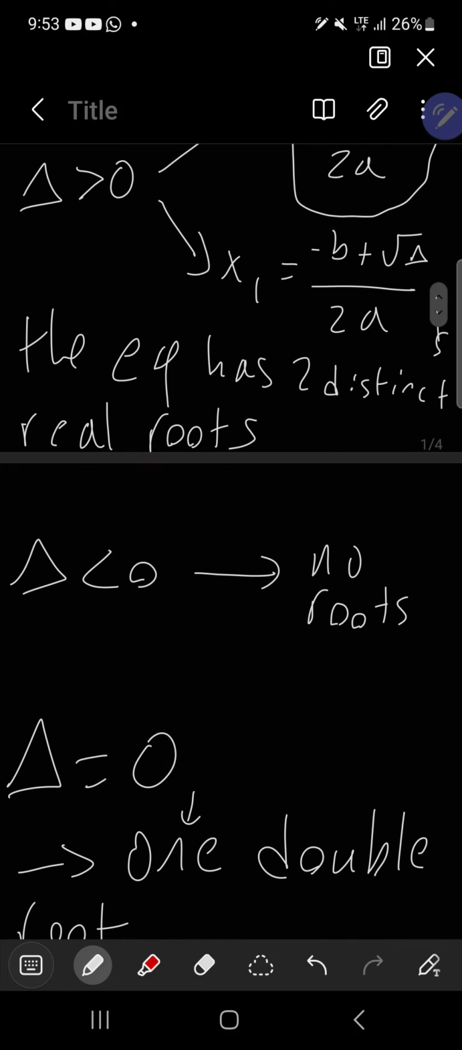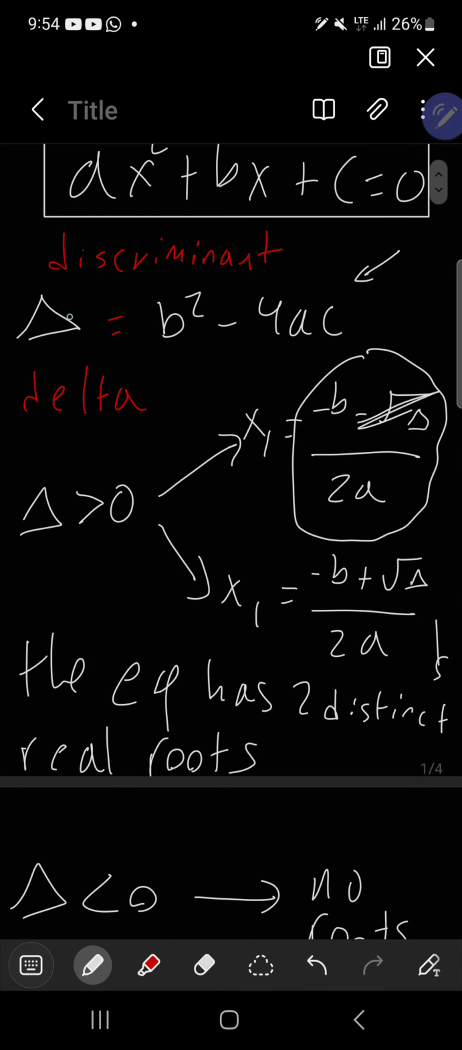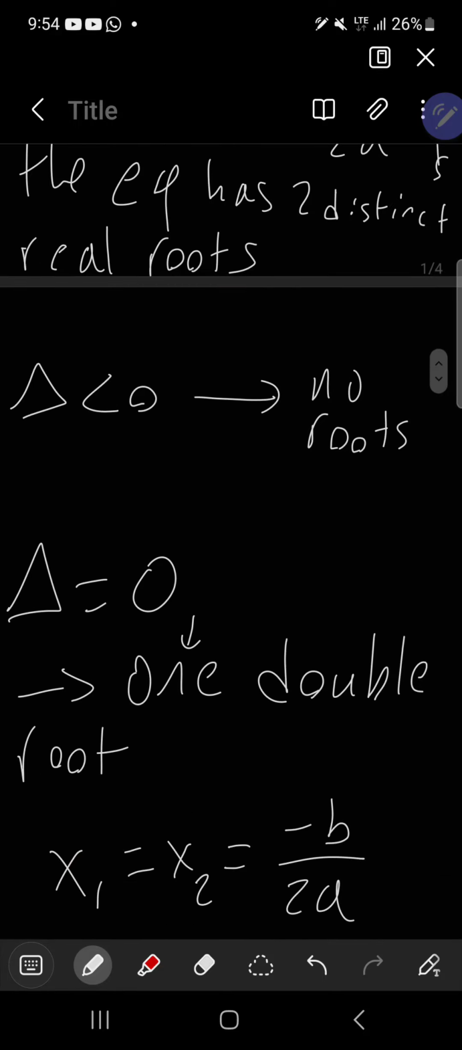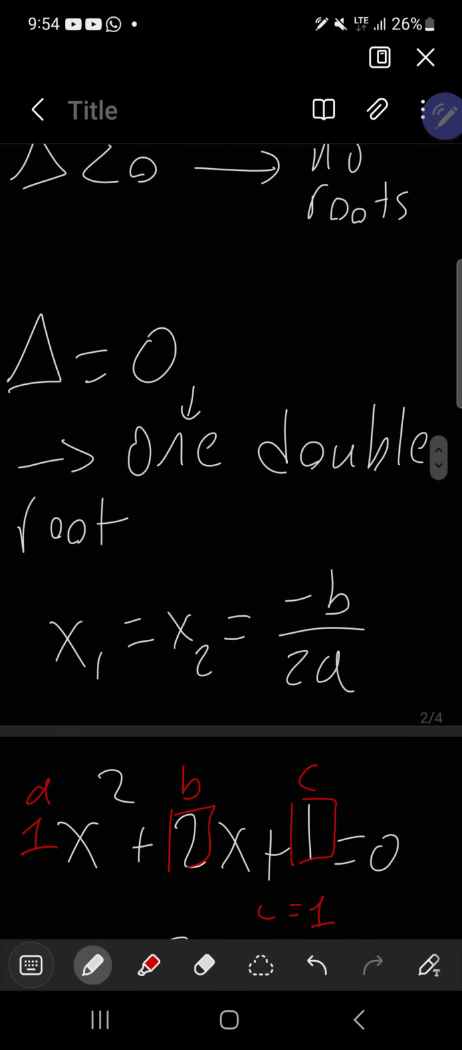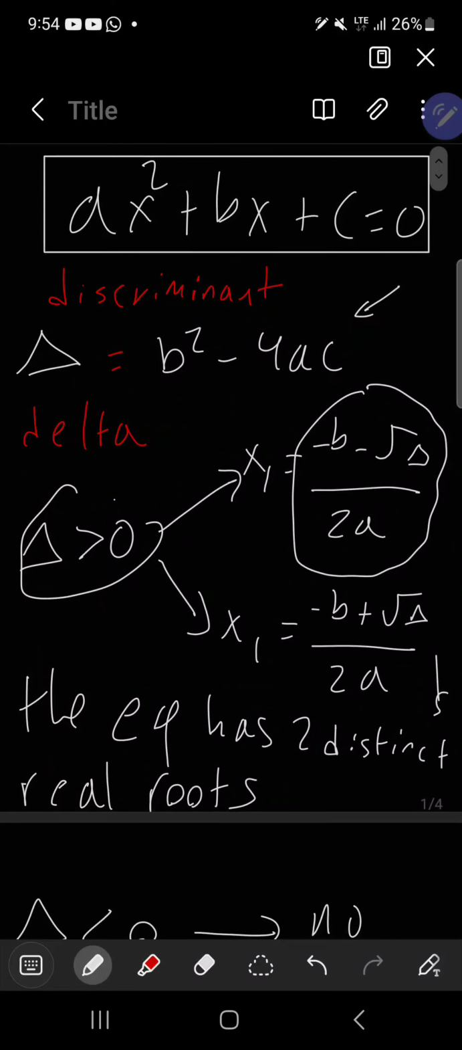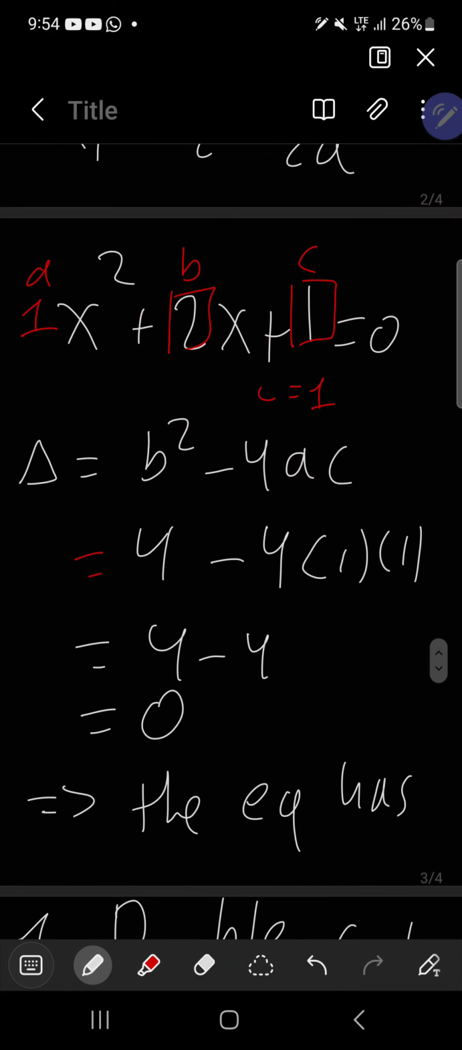Basically the whole lesson is just memorizing these rules. Delta equals b squared minus 4ac, minus b minus radical delta over 2a, minus b plus radical delta over 2a, and the cases: delta positive gives you these two, delta negative gives you no roots, delta equals 0 gives you minus b over 2a. So simply you just need to memorize these 2 pages for now and you can solve anything.